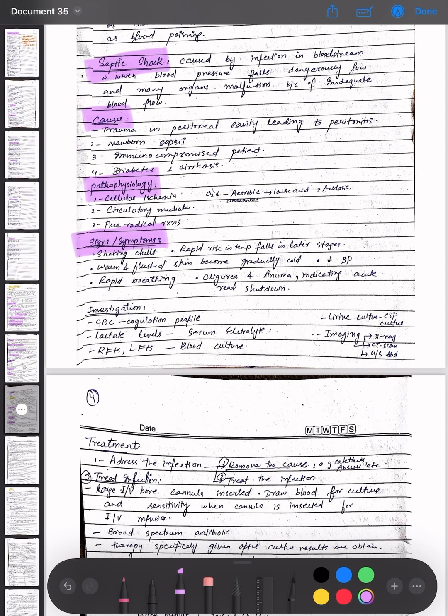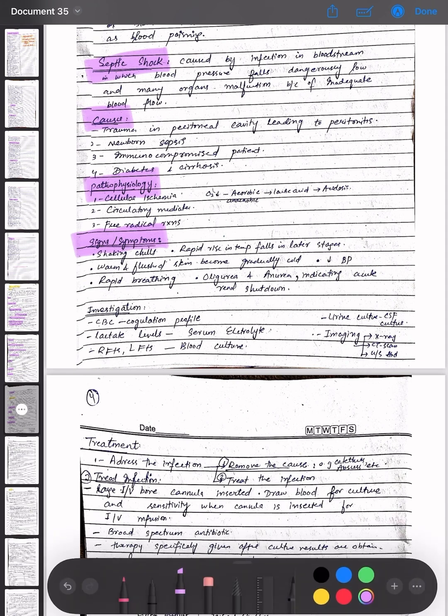Whenever a patient comes with the signs and symptoms of shaking, chills, warm and flushed skin, rapid breathing, rapid rise in temperature, this is the main symptom. Oliguria and anuria indicating acute renal shutdown, then it is septic shock.